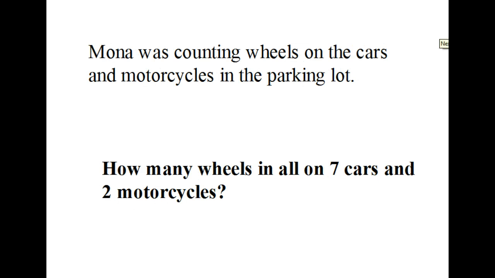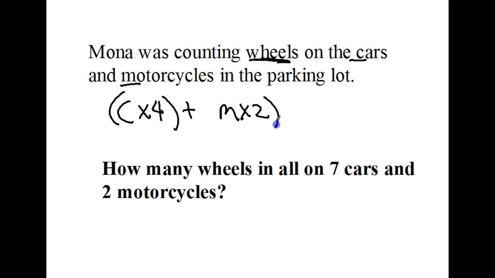Mona was counting wheels on the cars and motorcycles in the parking lot. So she's counting wheels. That's going to be important. So we got cars and motorcycles. How many wheels on a car? 4. So cars times 4, plus motorcycles have 2 wheels. And that should give me the total number of wheels.